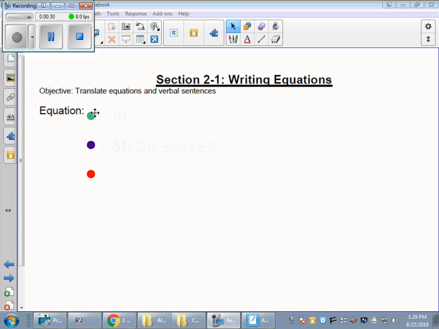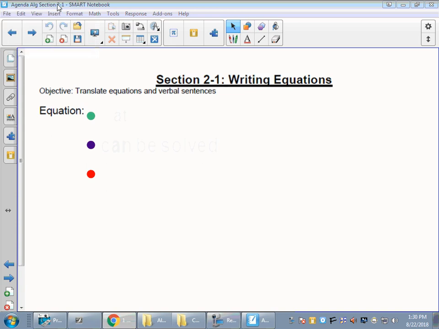Chapter 2, and writing equations is the first section in the chapter. This chapter is going to be all about solving equations, and this section is going to be one of the easier, faster ones, because we've done a lot of this back in section 1.1. So our objective here, remember, is to translate equations in verbal sentences. We did kind of that back in 1.1 where it was just expressions, but now we're dealing with equations.